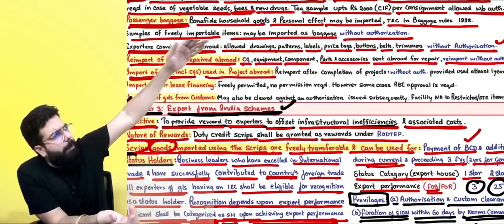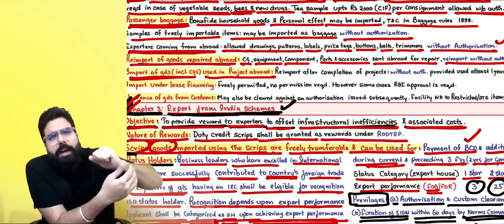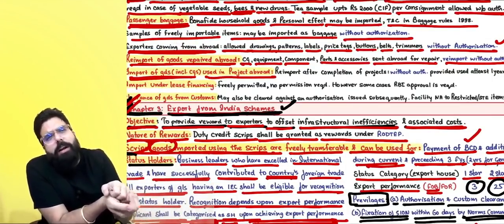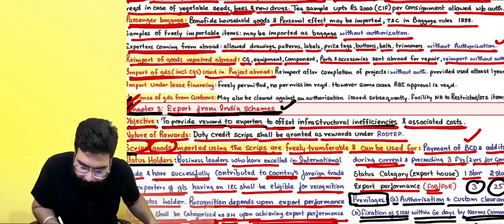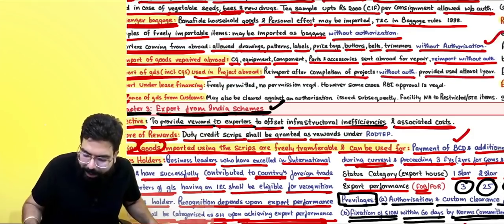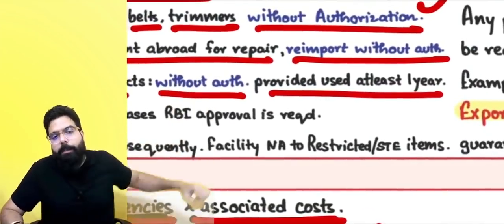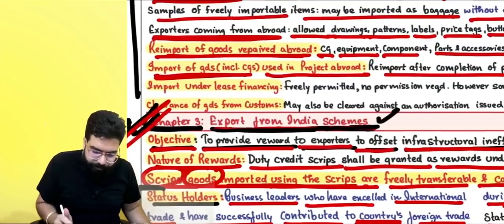Next, import of capital goods used in a project abroad. Sir, I went abroad. I did one metro project. I am coming back now. When I am importing the capital goods back into the country, do I need any authorization? Without authorization, you can re-import after completion of the project, provided it was used at least 1 year abroad. Means for the project, you have used it at least 1 year.